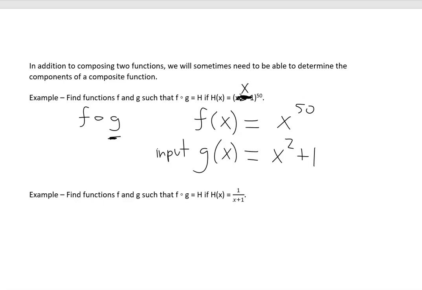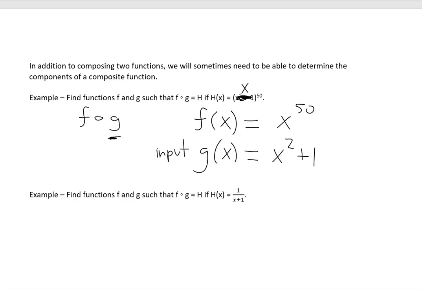So functions f and g such that f composed with g would equal h would be f of x is x to the 50th, and g of x would be x squared plus 1. And it's important to recognize they have to be in that order. If you were to flip them and let g of x be x to the 50th, you would be wrong, because then you would be putting x to the 50th into f of x, and that's not what we want.